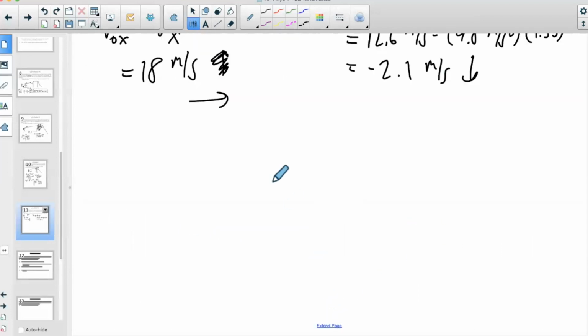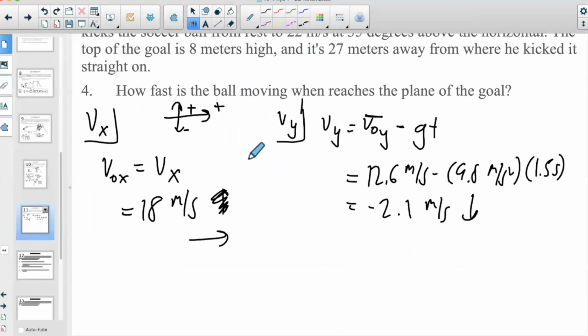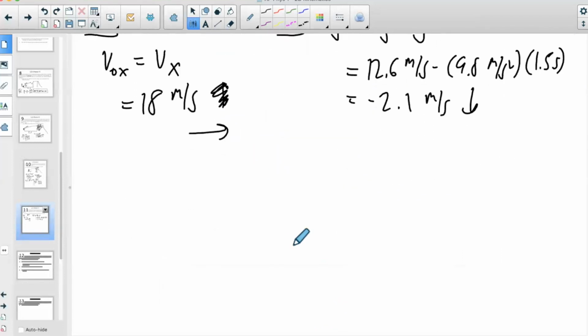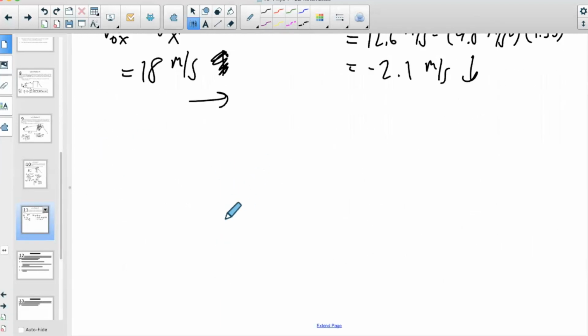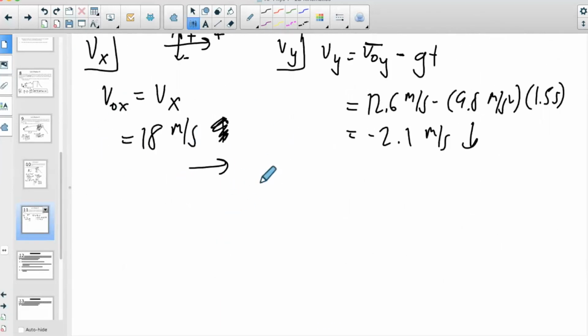So let's construct a vector. So this is the usefulness of vectors. You can add them, you can subtract them, but they're not asking for how fast in any direction. They're asking how fast completely. So for that, we have to put these two components together into one big vector. So we know this is going to the right. So let's draw our rightward x component. So this is 18 meters per second to the right. This is this. And we're going down 2.1 meters per second down.